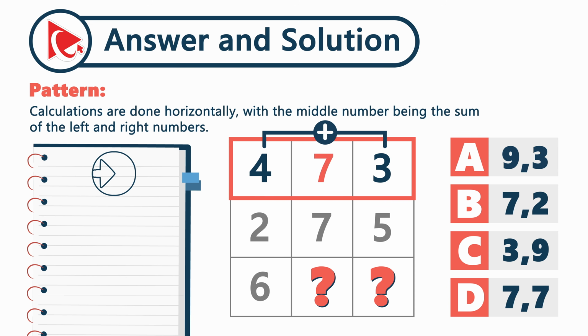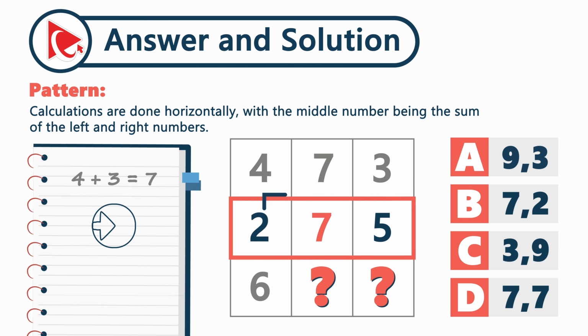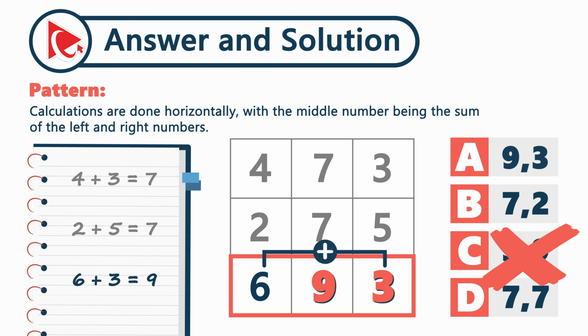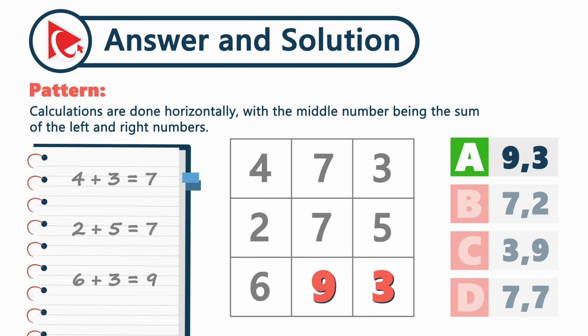First row calculations would be 4 plus 3 equals 7. The second row calculations would be 2 plus 5 equals 7 again. And the only choice that would match the third row would be numbers 9 and 3. 6 plus 3 equals 9. But I hope you did not select choice C with numbers 3 and 9, because this is incorrect. Number 9 is in the middle, and it's the first choice in the answer, and number 3 is in the right column. So the correct answer here is choice A, 9 and 3.